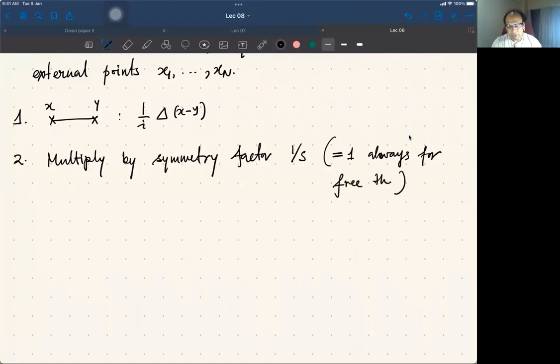Okay, but in the interacting theory, there can be a mismatch in the cancellation. So cancellation may not be complete, and one might be left with some additional symmetry factor at the Green's function level as well.